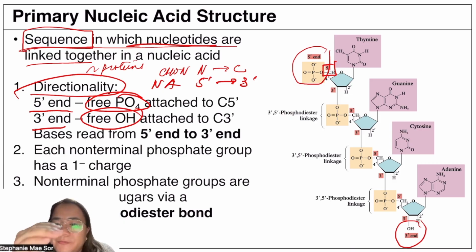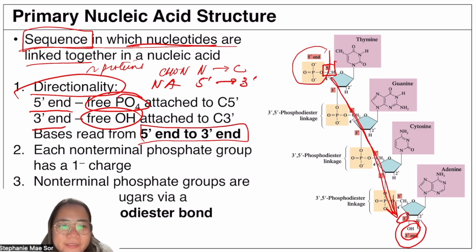So yun yung 5' to 3' na direction. So when you read your bases, you go from 5' to 3'. From this one is the 5', then the direction is this way. Pag magbabasa ka, for example, this is your sequence. Okay? So sabi na natin, the primary nucleic acid structure is the sequence in which the nucleotides are linked together. Tandaan nyo, meron siyang directionality, as mentioned, from 5' to 3', yung pagbasa sa kanya.